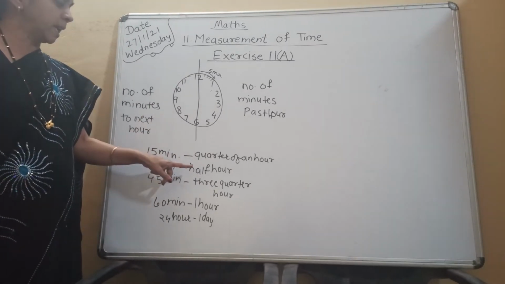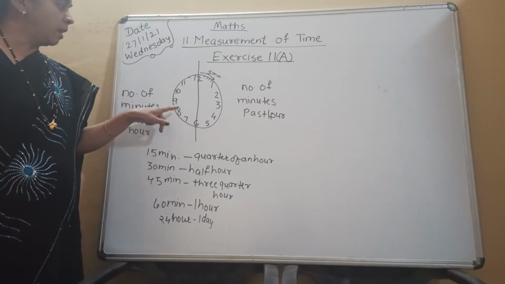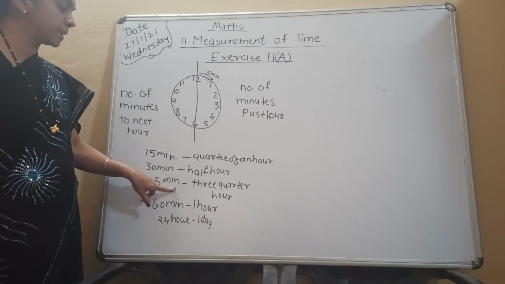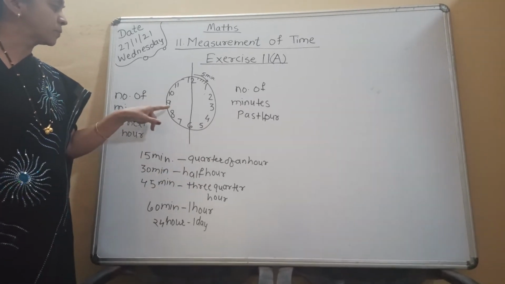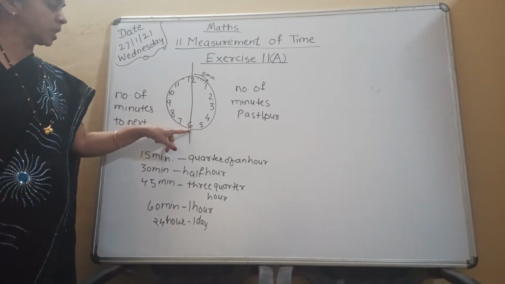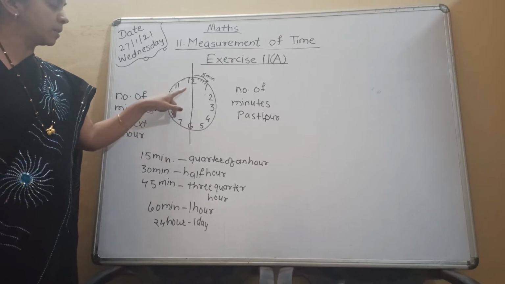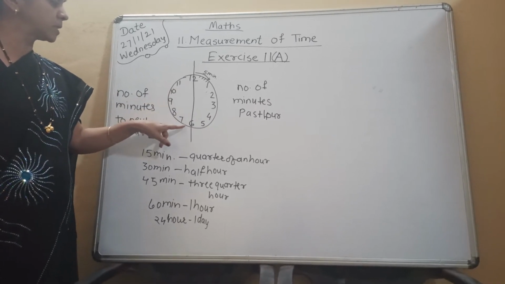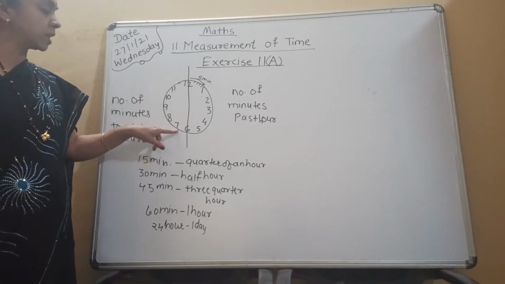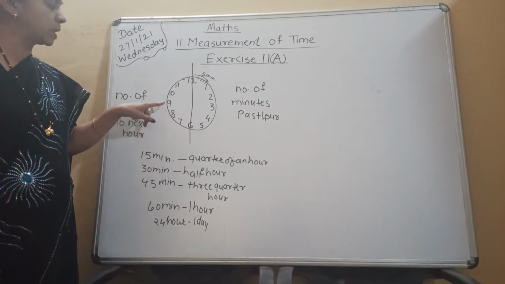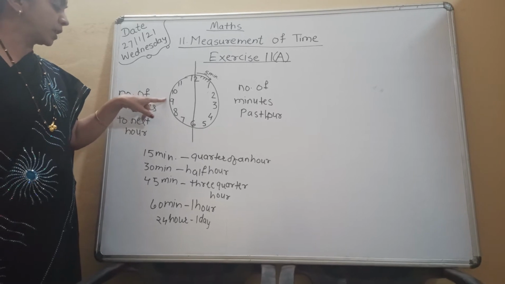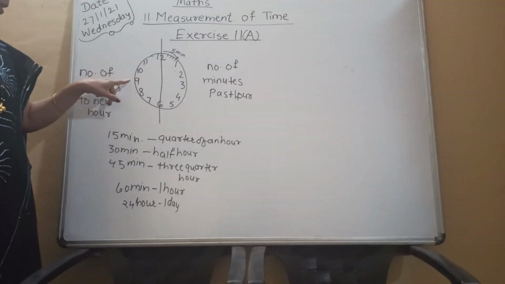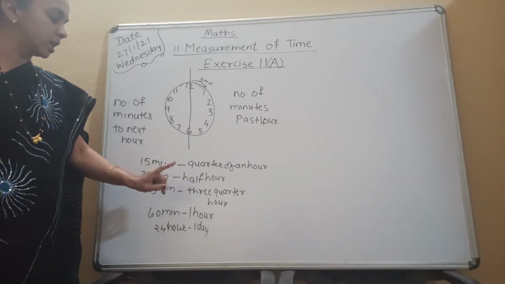Okay. We can say like this. Then, sorry, 45 minutes. 3/4 hour. See, 30 minutes means our minute hand is on 6, and 45 minutes means 30 plus 5, 35, 35 plus 5, 40, 40 plus 5, 45. So 45 means our minute hand will be on this 9 number. So we can say 3/4 hour.